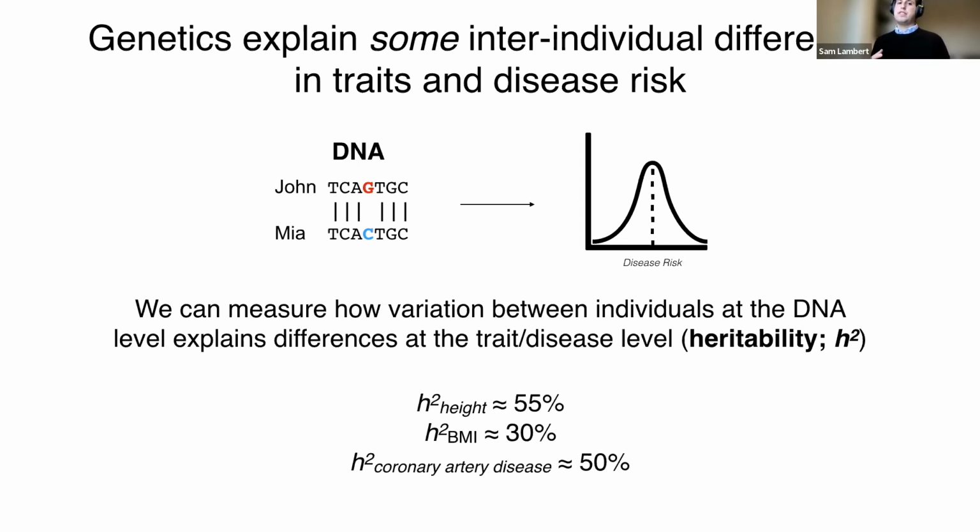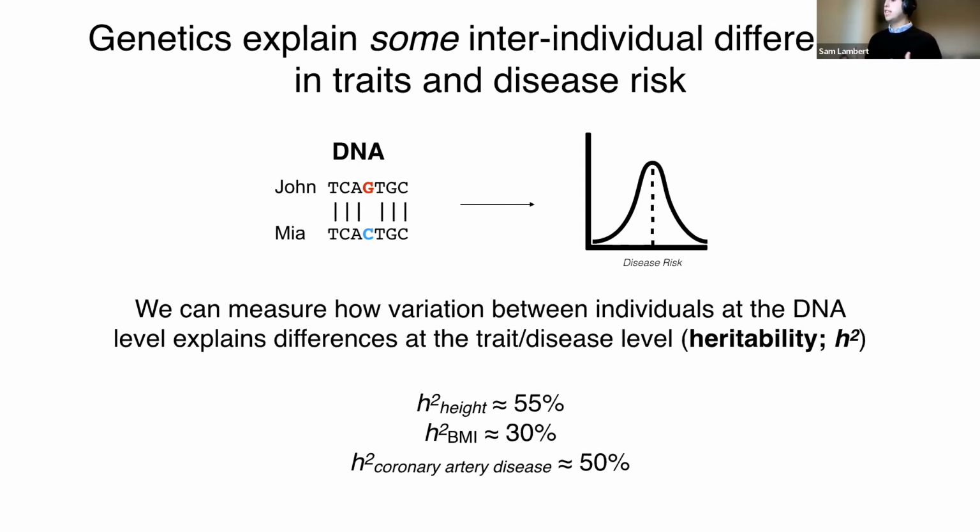About 30% of the variation in your body mass is regulated by genetics, but about 50% of the risk of developing a heart attack, coronary artery disease, is caused by genetics.